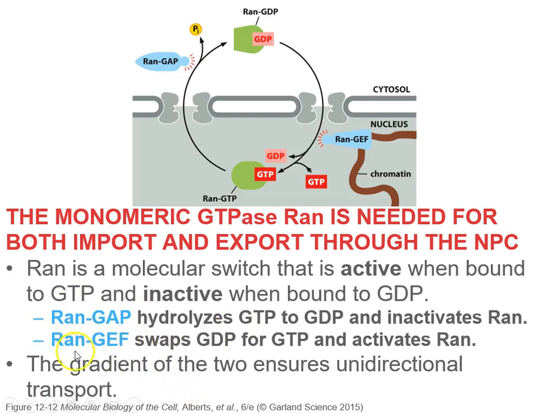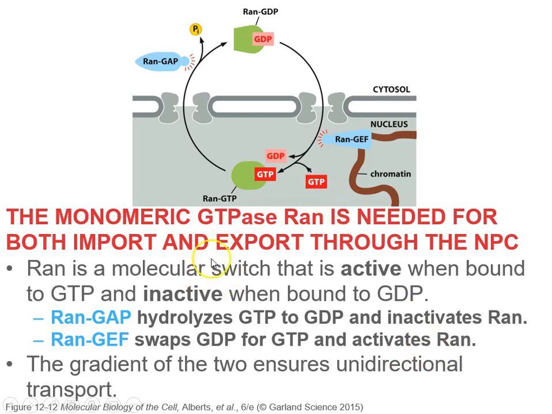We also have to go in the other direction. So here we have a GEF, a guanine nucleotide exchange factor. That doesn't carry out a reaction like the GAP does. It's just a swap. It swaps GDP for GTP and activates RAN.